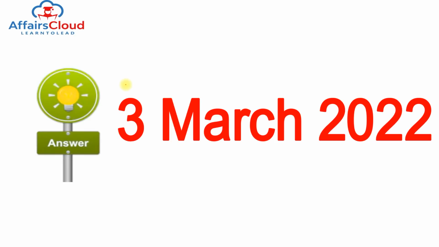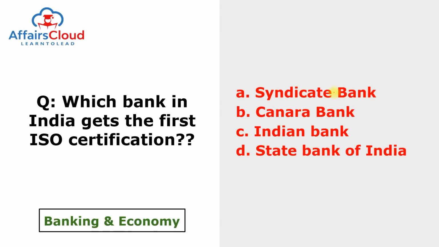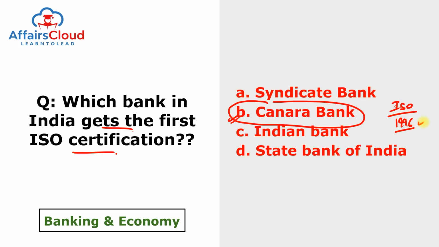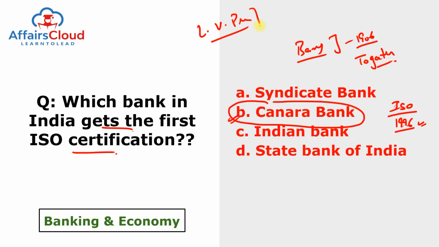Now we are moving to the question of the day. But first, the question of 3rd of March 2022. Question was very simple. Which bank in India gets the first ISO certification? So this is very important, and the first bank is Canara Bank. So Canara Bank became the first bank to get ISO certification in 1996 for total branch banking of its branch in Bengaluru. That's why Canara Bank headquarters is also in Bengaluru, but it was established in 1906. Its tagline is Together We Can, and its CEO is Lingam Venkat Prabhakar or LV Prabhakar.